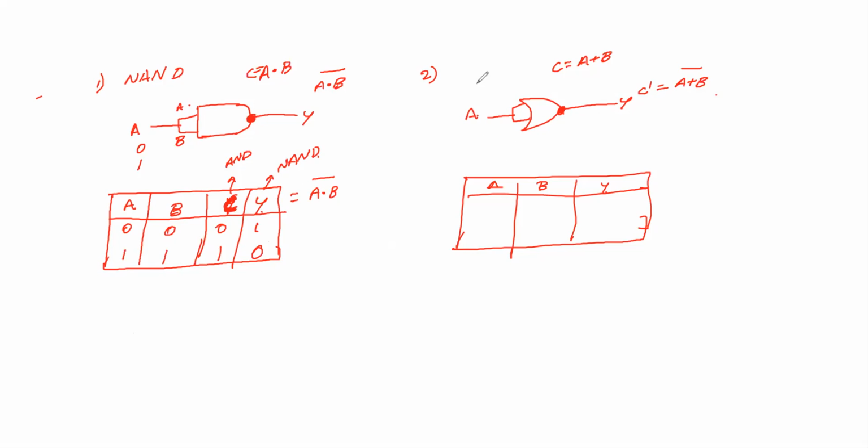For the OR gate, we'll see. If it is 0, it is 0. If it is 1, it is 1. First of all, I'll take it as C. C is your OR gate and Y is your NOR gate. If both are 0, then it will be 0 only. So it is 0 and it is 1. Because the NOR is the opposite to it, it will be 1 and 0. Okay, please note this one.